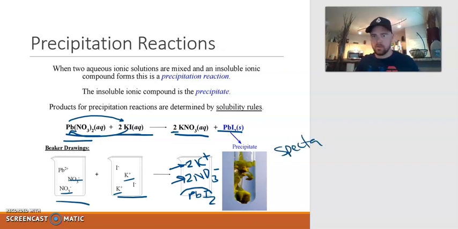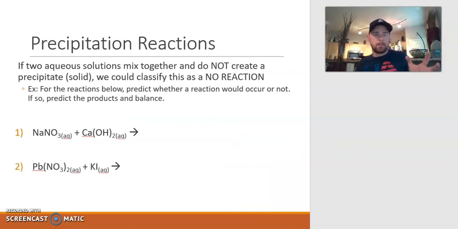Okay? Spectator ions. And that's on another slide, but I wanted to point that out now. Ions that do not create anything are spectator ions. All right, so wrapping up precipitation reactions, if two aqueous solutions mix together and neither of the products on the right side make a precipitate, then we would classify that as no reaction, because in that case, all of the ions are spectator.